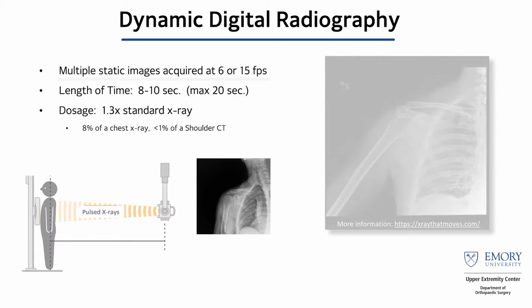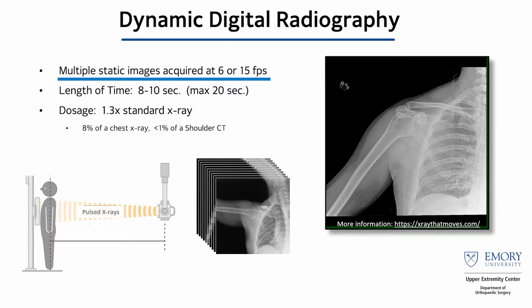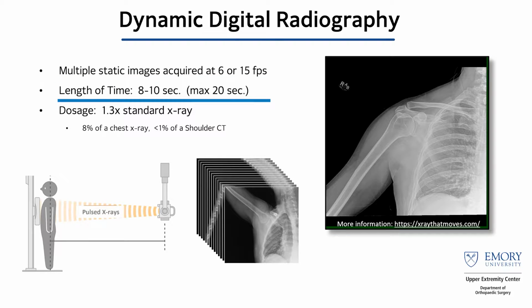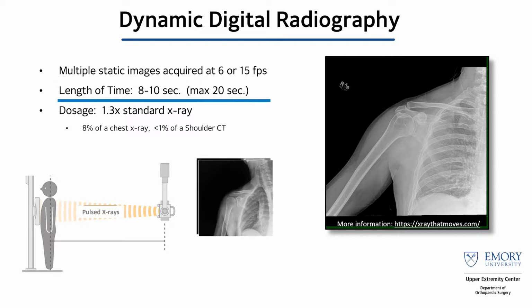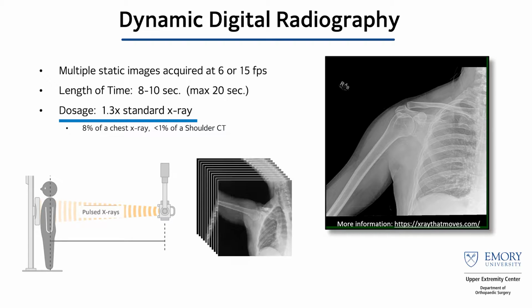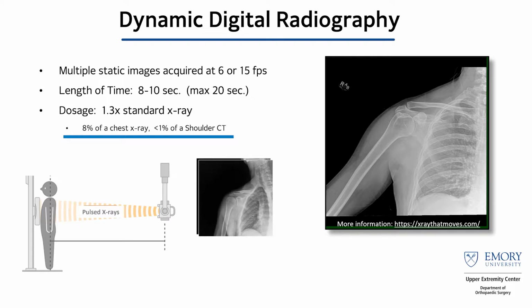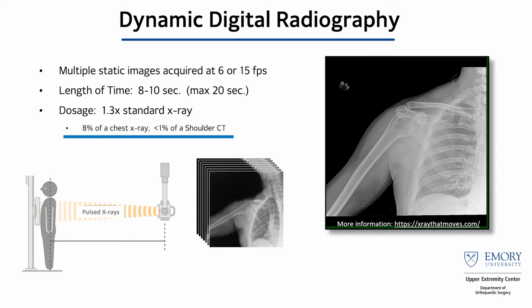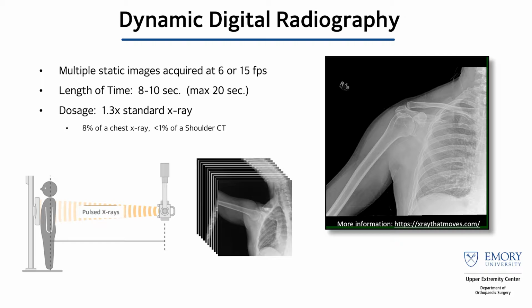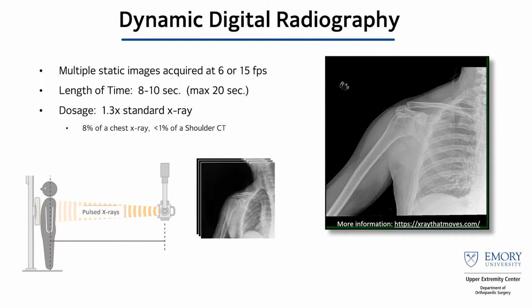DDR, so what is it? It's basically multiple static images acquired at either 6 or 15 frames per second. It's a length of time of approximately 8 to 10 seconds with an average dosage only about 1.3 times greater than the standard x-ray. I think that's important to realize. It's much less than a chest x-ray, much less than a shoulder CT. And thus, from a patient standpoint, it really doesn't pose much extra risk.